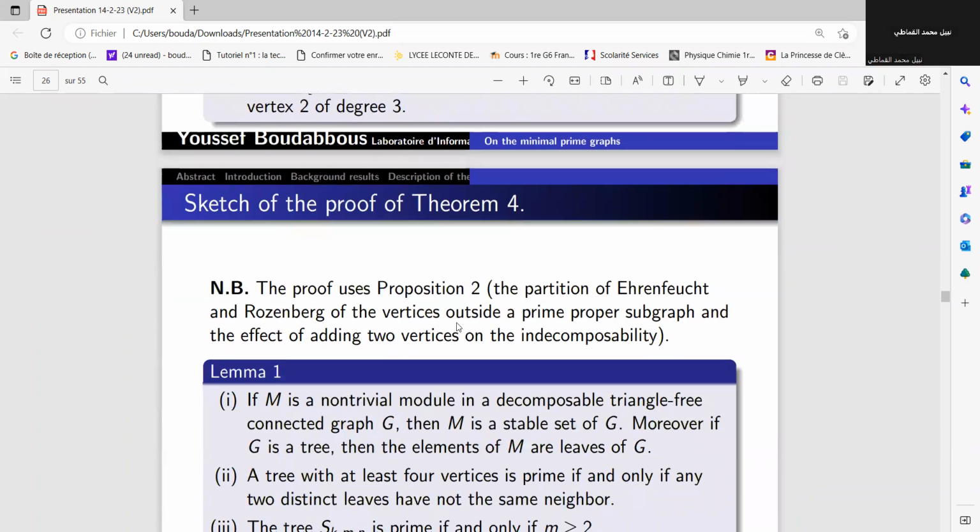Here for the proof we need the tools on the prime subgraph, the partition of Ehrenfest-Rosenberg as an example. The proof uses proposition 2. Okay, it is not a problem of connectivity. The partition of Ehrenfest-Rosenberg and the effect of adding 2 vertices on the indecomposability. That is all; the assertions of proposition 2 are needed in this proof.